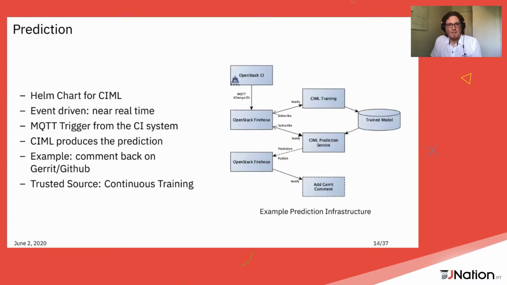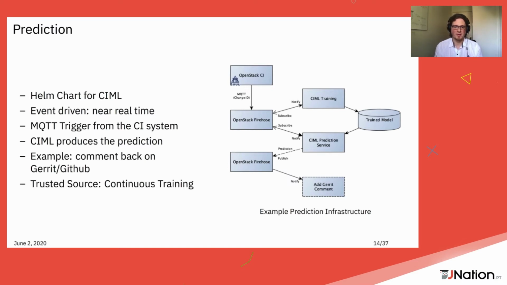So finally, in terms of predictions, once we had our trained models, how to make predictions from the model, we wrote a simple Flask-based API that exposes prediction for every synchronous response from the trained model and a Helm chart to deploy that. But also we wanted to support a more asynchronous type of workflow because it turns out that the OpenStack CI system is able to generate events every time a CI job is complete or it starts. But interesting for us when it was completed.